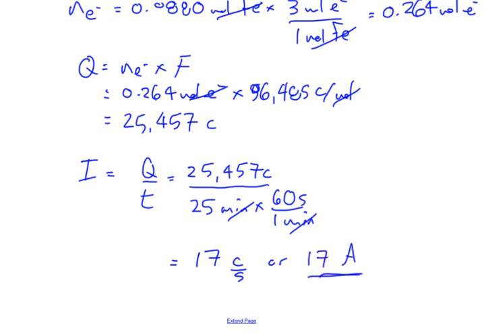So there we go. If we apply this current, 17 amperes, for 25 minutes, we would produce that 5 grams of iron solid. So that's fairly straightforward, a typical sort of Faraday's law of electrolysis type question, having to find the current given the mass and the time.